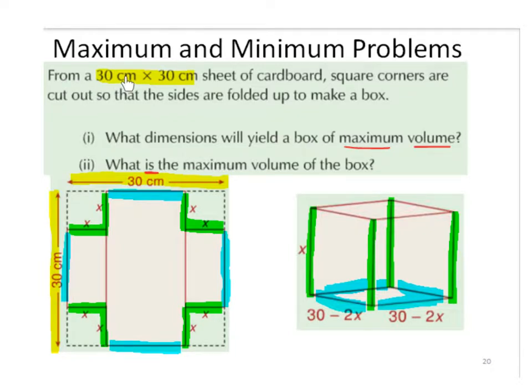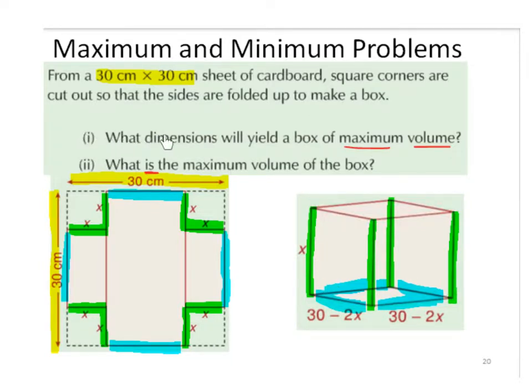From a 30 centimeters by 30 centimeters sheet of cardboard, so here's our sheet of cardboard, square corners are cut out so that the sides are folded up to make a box. So the square corners, 4 of them, are cut out, and what's left can be folded to make this box.